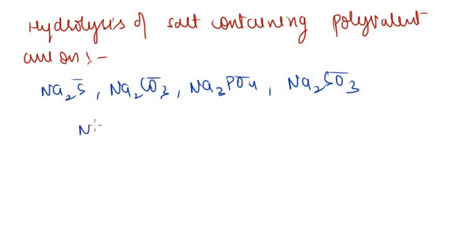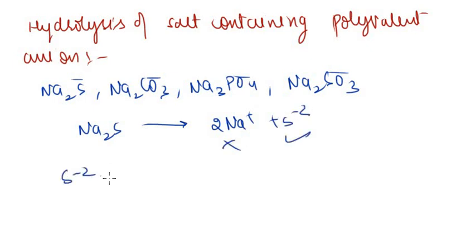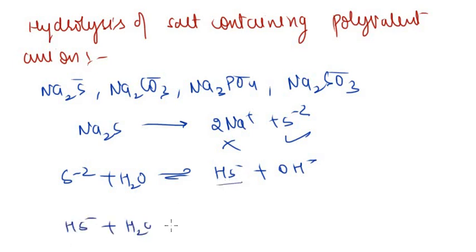So let's talk about Na2S. Let's take it as an example, which will give 2 Na plus and S negative 2. It will hydrolyze. S negative 2 first reacts with water to form HS negative plus OH negative. Now HS negative is also a salt, right? So HS negative will also react with water to form H2S plus OH negative.